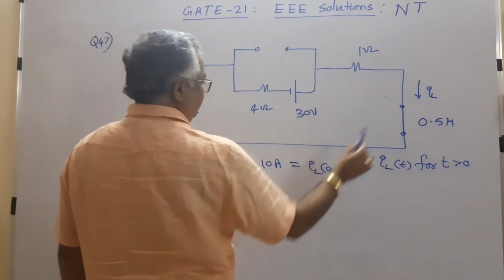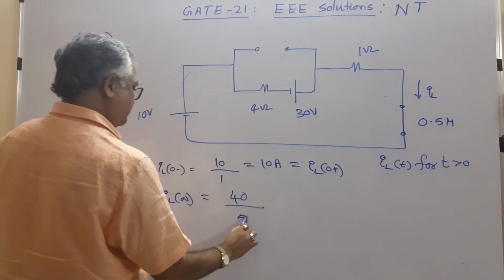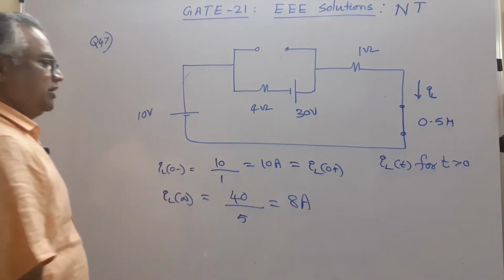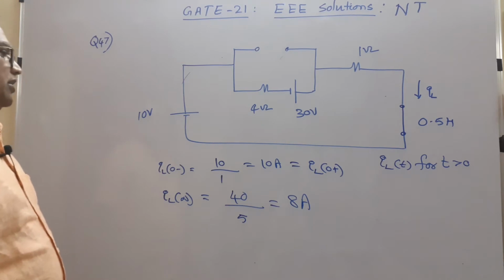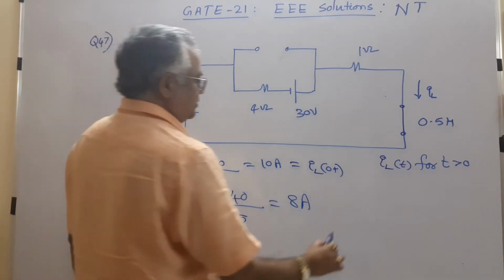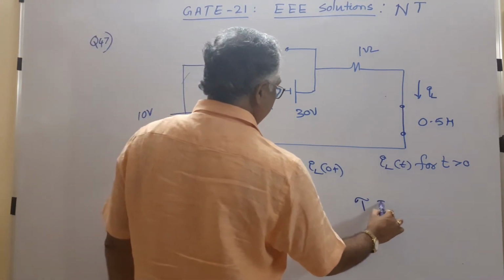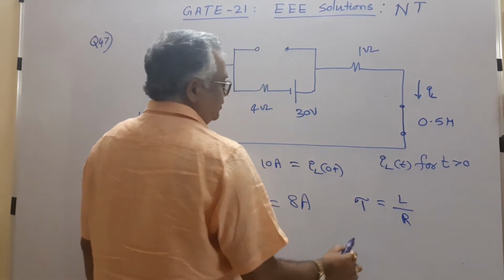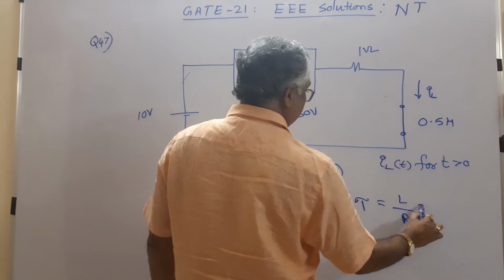4 plus 1, 5. So it is 8 amps. Final current is 8 amps. Initial current is 10 amps. Next we have to find out tau. Tau is equal to L by R equivalent.